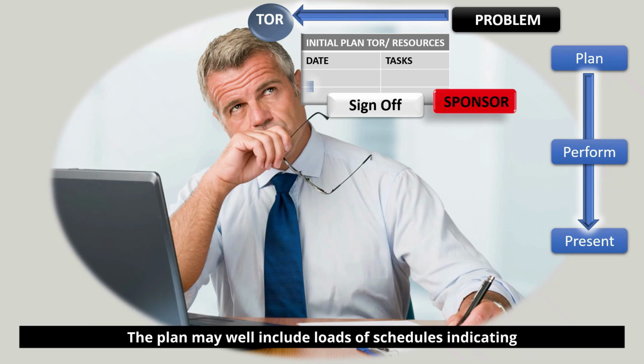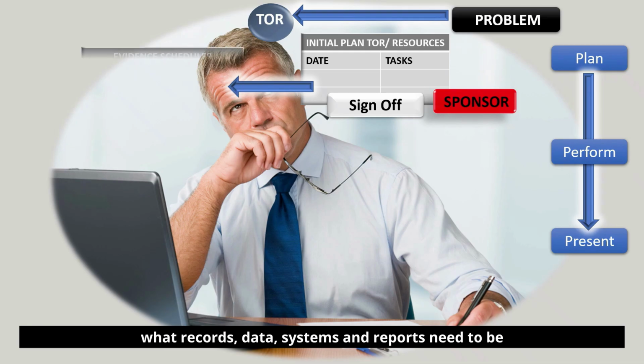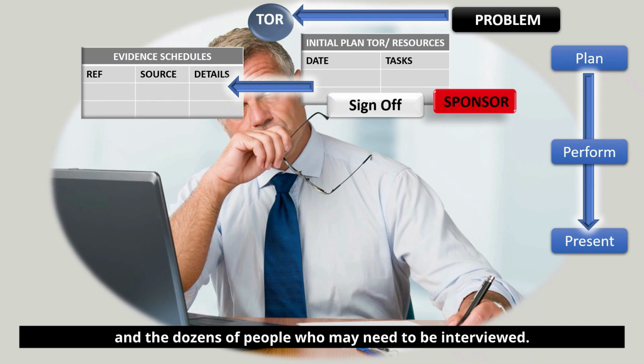The plan may well include loads of schedules indicating what records, data, systems and reports need to be examined, and the dozens of people who may need to be interviewed. As you work through the agreed plan, the documents and detailed analysis may start to stack up into a confusing maze of potential evidence.